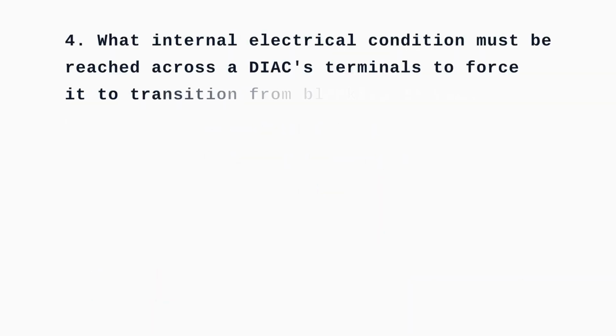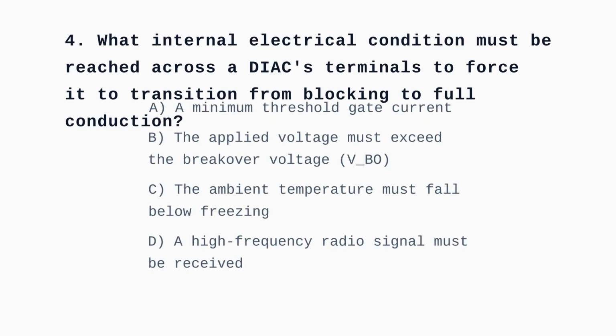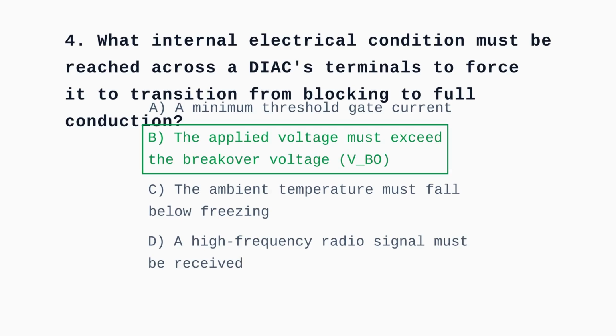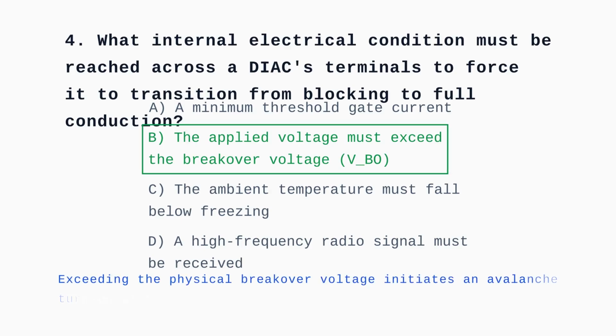Question 4. What internal electrical condition must be reached across a DIAC's terminals to force it to transition from blocking to full conduction? A DIAC remains off until the potential difference across its terminals rises past its internal breakover voltage limit, triggering a sudden conduction switch.